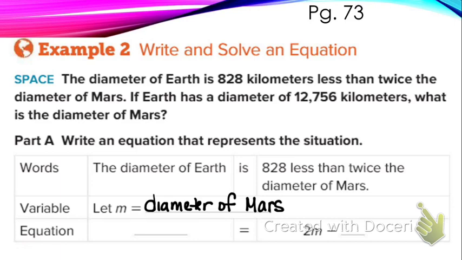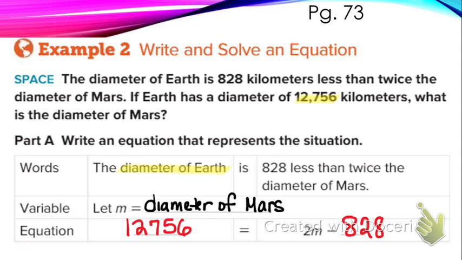So now let's write our equation. So the diameter of Earth, what is the diameter of Earth? What did it say the diameter was? No, not 800. 12,756. So we have 12,756 equals, and it's 828 less than twice. So that means it's 2m minus 828.